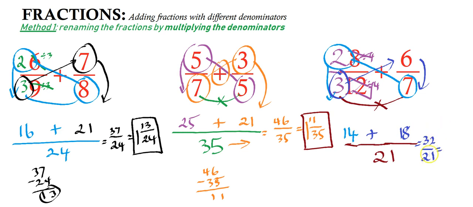So 32 over 21. How many times does 21 go into 32? Well, it goes in once. And we have 11 as our remainder. Can we simplify 11 over 21? Well, the answer is no, so this is the correct answer.